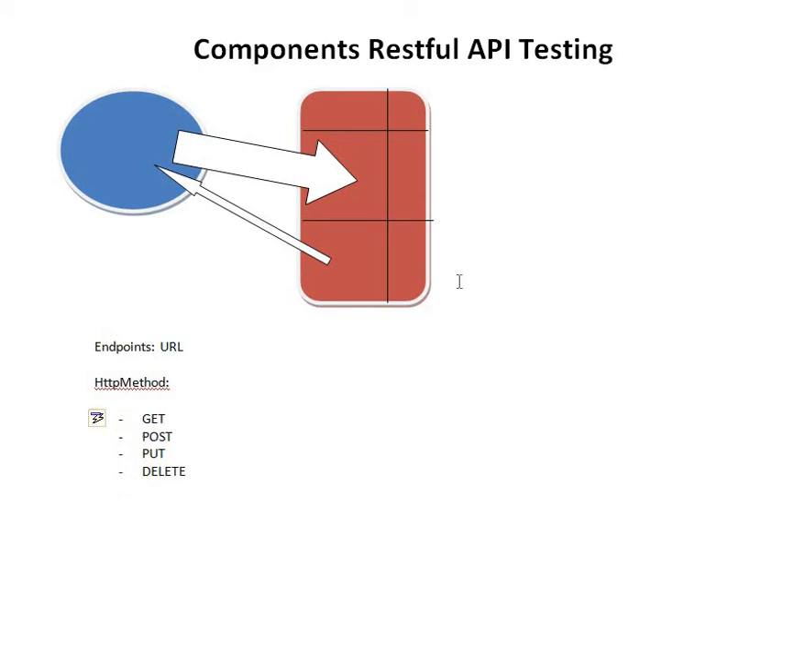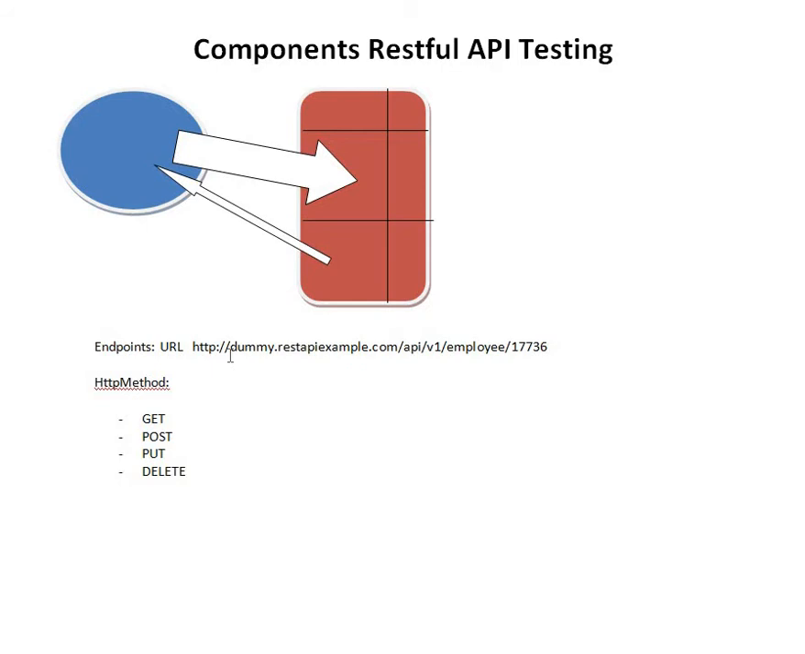Now this is what that will include. Whatever you send, that endpoint has some form of URL. So to give you an example, I'll just do one quick URL.